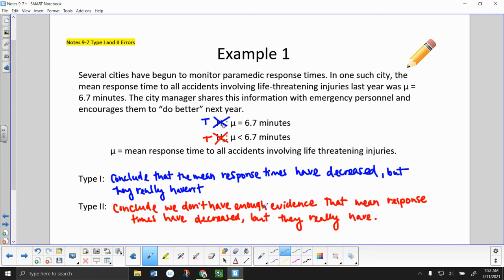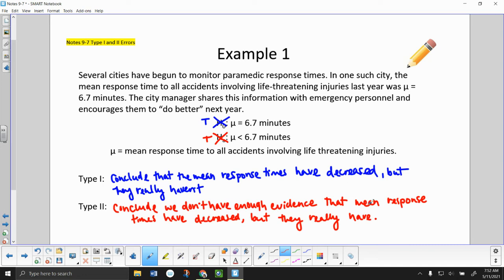The thing about type 1 and type 2 errors is they're kind of opposites, right? If we look at the first part of the sentence, we conclude the mean response times have decreased. The opposite of that is we conclude that we don't have enough evidence that the mean response times have decreased. And the second part of the sentence is, but they really haven't, right? Response times haven't decreased. And then in the alternative, it's the opposite.